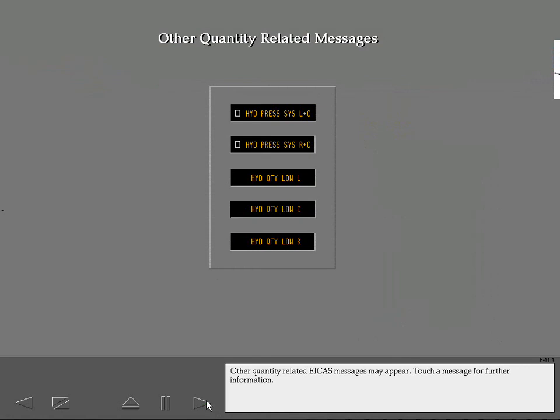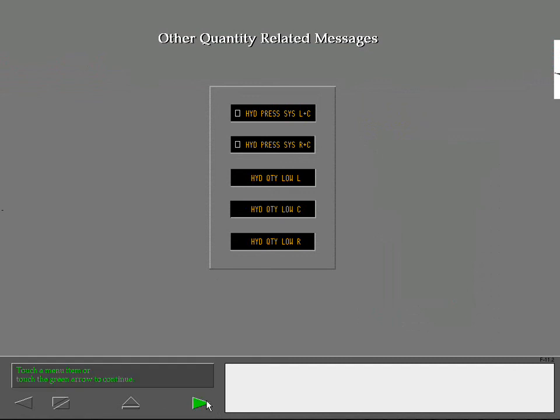Other quantity-related ICAS messages may appear. Touch a message for further information.